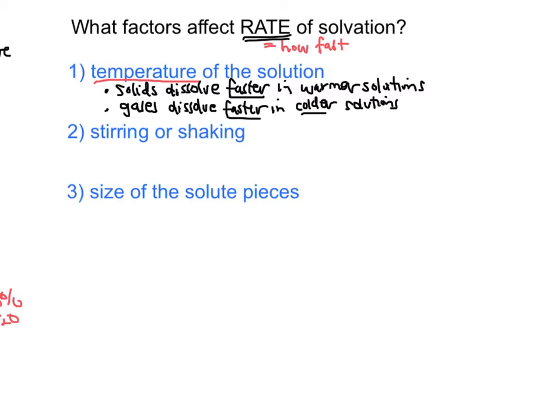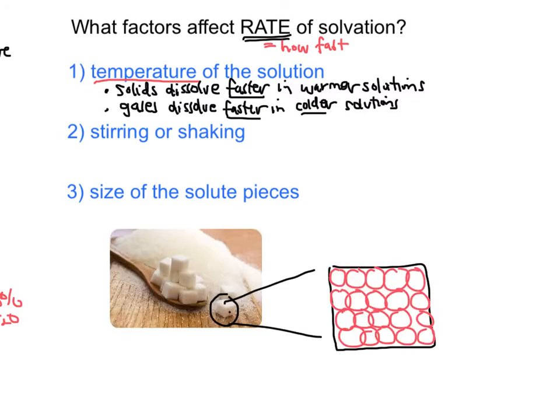And then the last thing is the size of the solute pieces. So here we have, say, sugar cubes versus powdered sugar. Sugar cubes, if you were to look at them up close, are a whole bunch of sugar molecules. And for those to dissolve, the water molecule has to come in and pluck the individual sugar molecules off and carry them into solution. The problem that you face with a sugar cube is it's going to dissolve a lot slower because these molecules on the outside have to be plucked and pulled away before water molecules can get to the molecules on the inside.